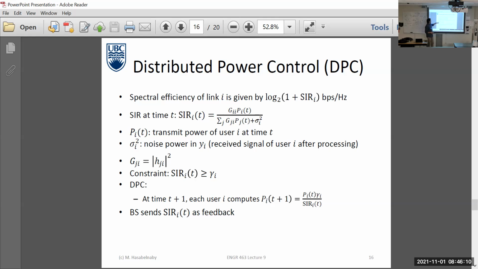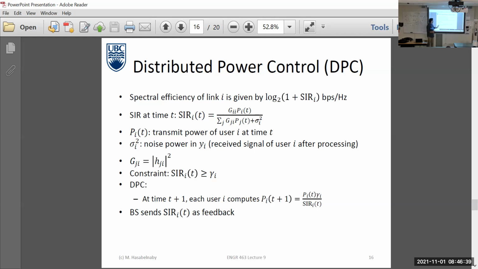Where P_i is the transmit power of user i, sigma_i squared is the noise power, and this is the channel attenuation. We want our actual signal to interference ratio to be greater than or equal to a certain predefined threshold value.